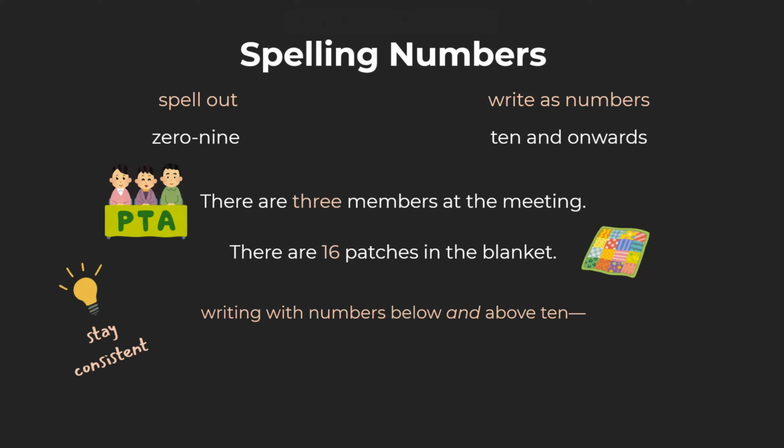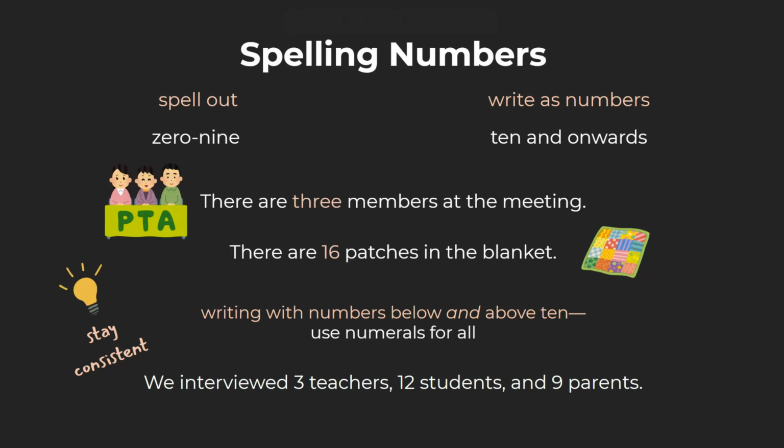If you're writing a sentence or paragraph that includes several numbers, some below 10 and some above, many style guides suggest writing numerals for all of them to maintain clarity and visual consistency. For example, we interviewed 3 teachers, 12 students, and 9 parents. Even though 3 and 9 would normally be spelled out, putting all three as numerals keeps the list visually uniform.